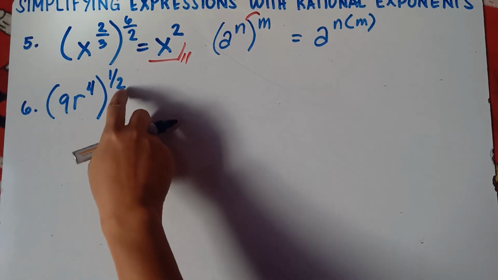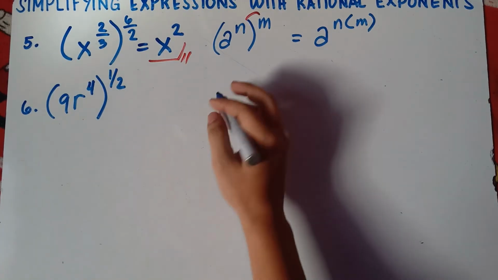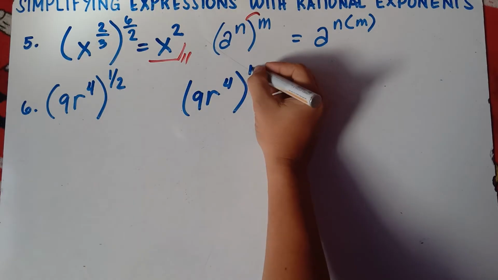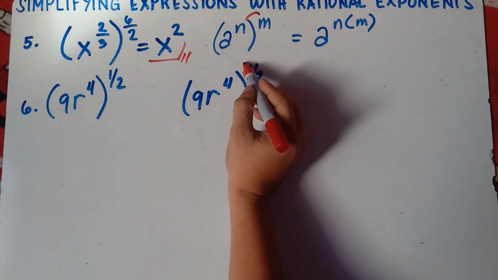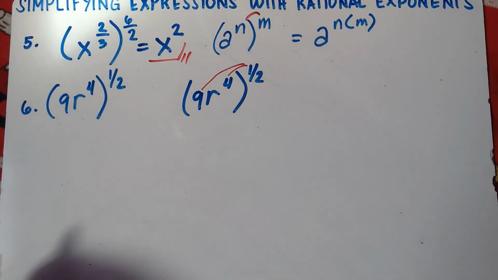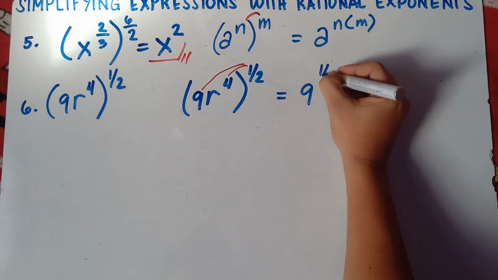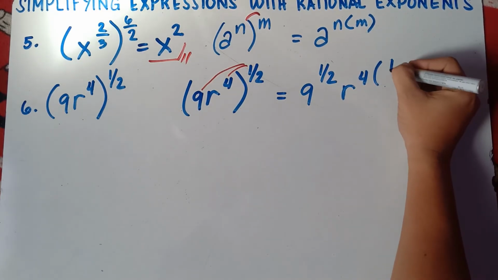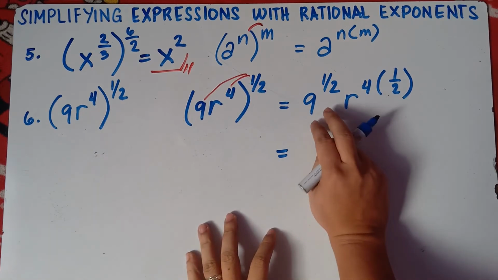Alright, so once again, you distribute this 1/2 to everything in this equation. So let me answer that one. 9r raised to the power of 4, quantity raised to the power of 1/2. So the thing that we will do, we need to distribute. So 1/2 distributed to 9 and 1/2 distributed to r raised to the power of 4. So this will be 9 raised to the power of 1/2. Then r raised to the power of 4 times 1/2. Alright, so first thing to do, class, is we need to simplify this number.